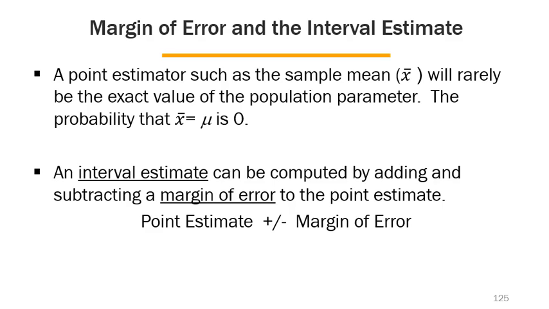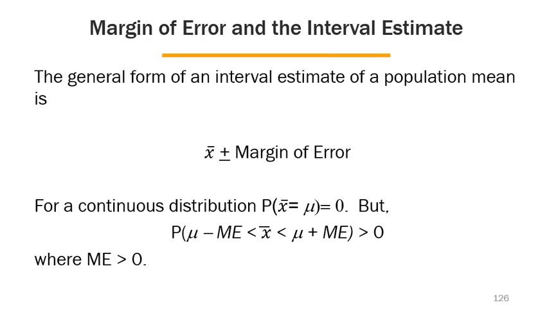So an interval estimate can be computed by adding and subtracting what we call a margin of error to this point estimate. So we would take x bar and add and subtract a value to it, giving us an interval. So the general form of an interval estimate of a population mean is x bar, that's our point estimate, plus or minus the margin of error.